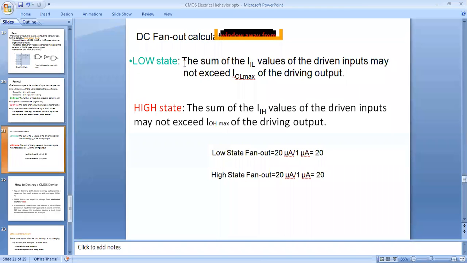So if we want to calculate fan out at the low state, generally for CMOS we have a fan out of 20. How did we get this 20? At the low state and high state we have a fan out of 20. So CMOS fan out is constant at 20.